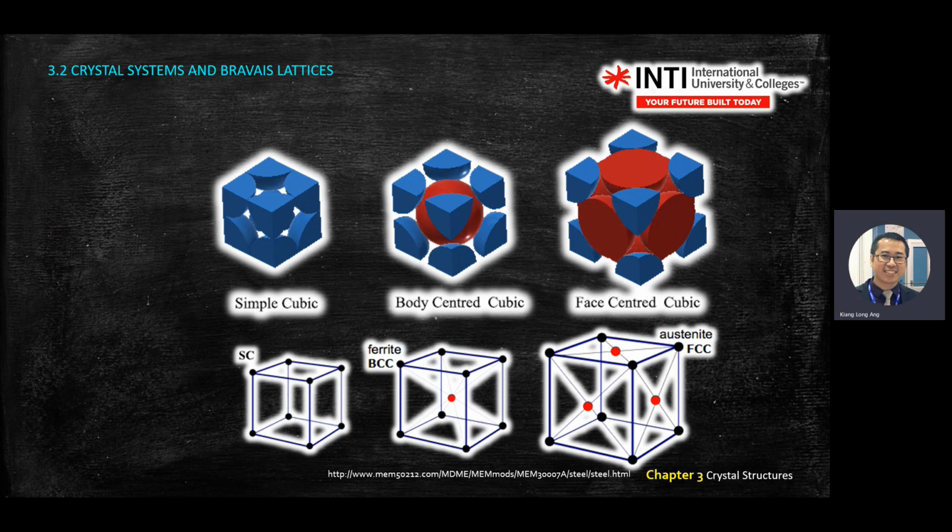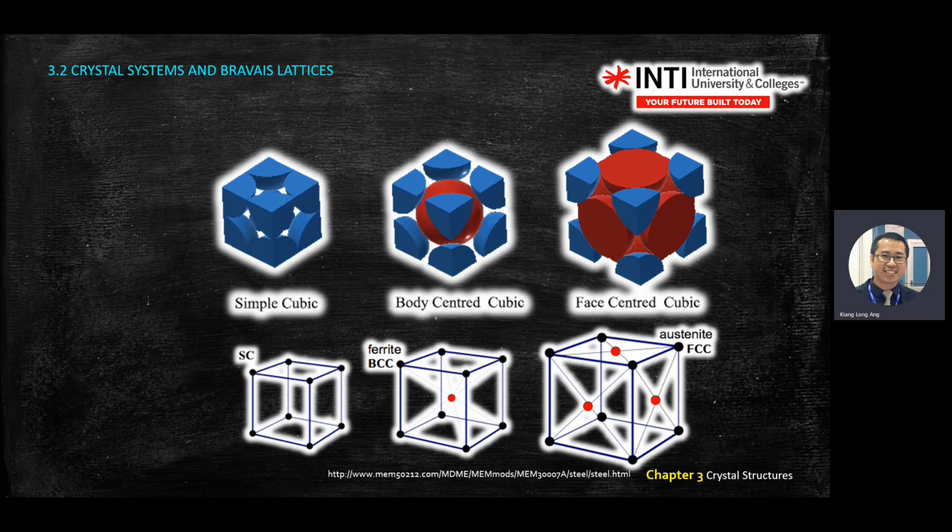So this is how you differentiate. And a popular question will ask you this one and this one. Later you'll learn one more, but we will focus on body-centered, BCC, and face-centered, FCC. Then there are some calculations for this cubic system.